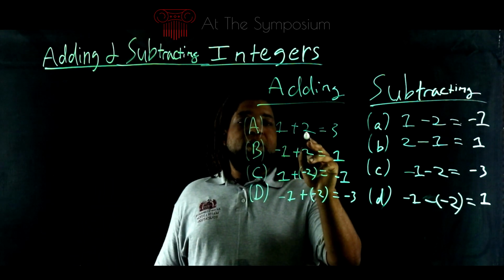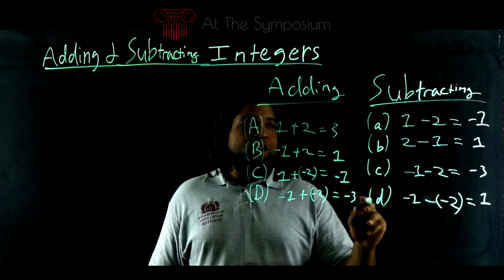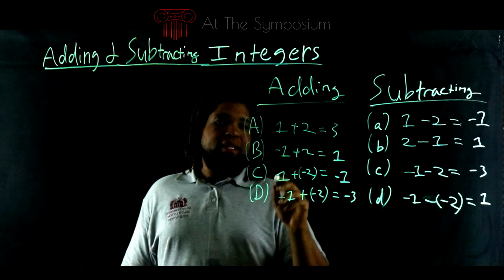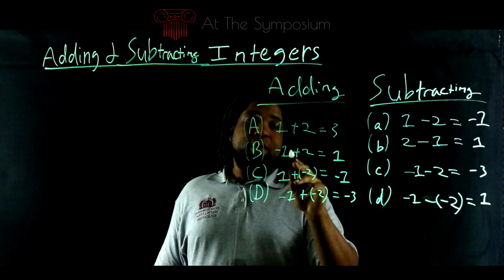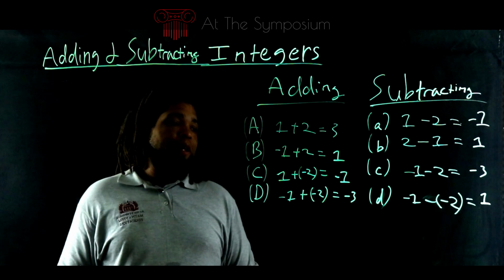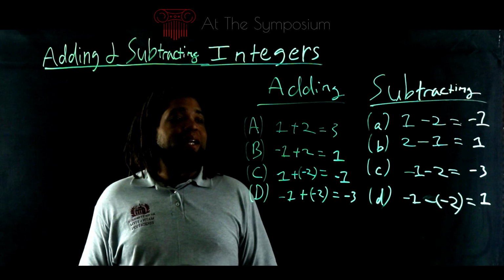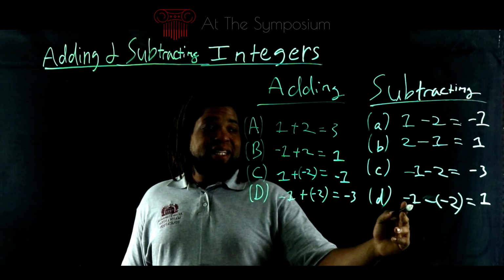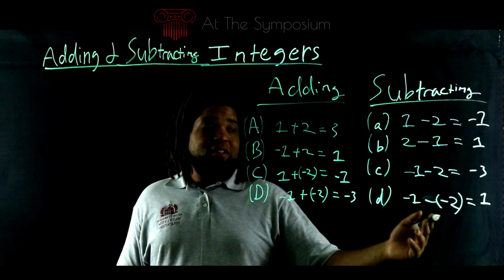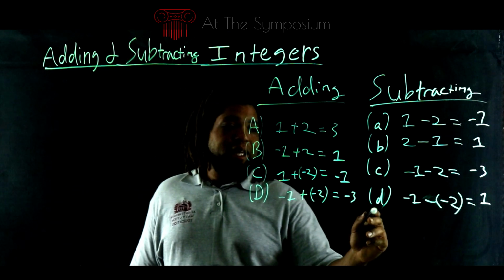A, 1 plus 2 equals 3. There's no commonality, no equivocal operation. Let's see if B is equivocal. Negative 1 plus 2 equals 1. Is there anything equivocal on the subtraction side? Is there any operation on the subtraction side that's written differently, but gives us the same outcome? There is. There's D.